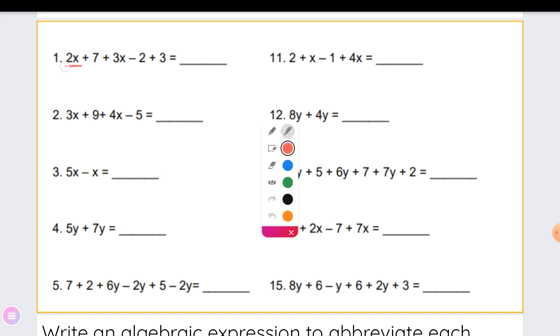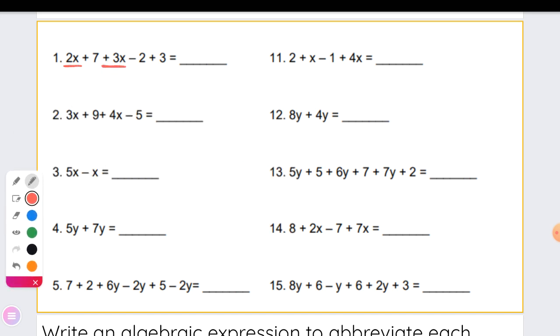So we have 2x plus 3x. Nate, what is 2x plus 3x? 5x. Then I just do different types of lines, so I'm going to double underline the constants. We have positive 7 minus 2. What is 7 minus 2, Jude? 5, but then I have another one. So we have 5 plus 3. What's 5 plus 3? 8.